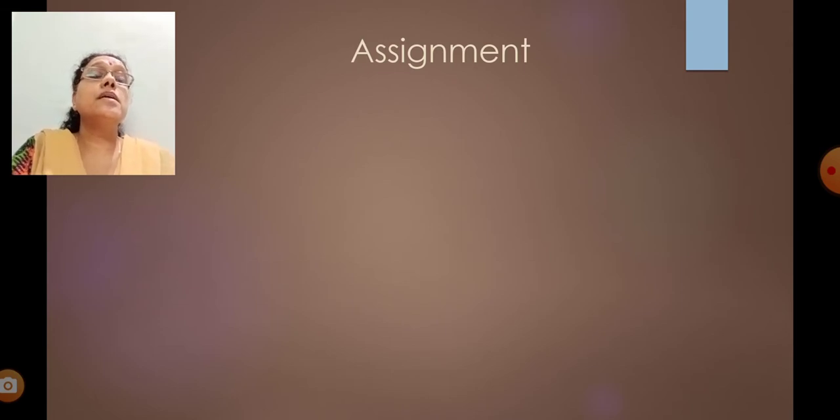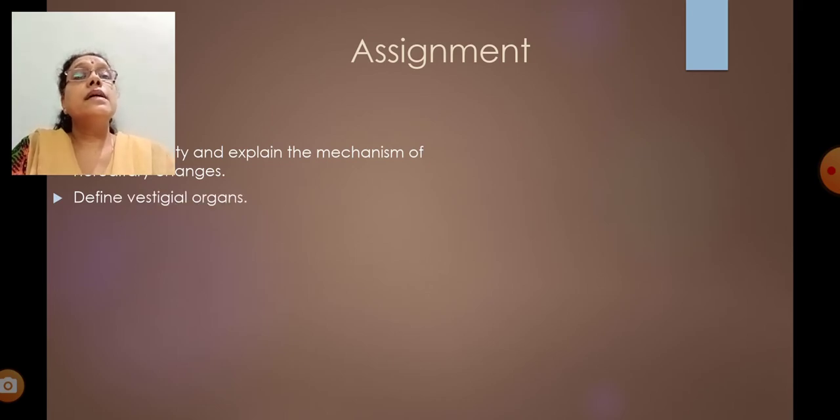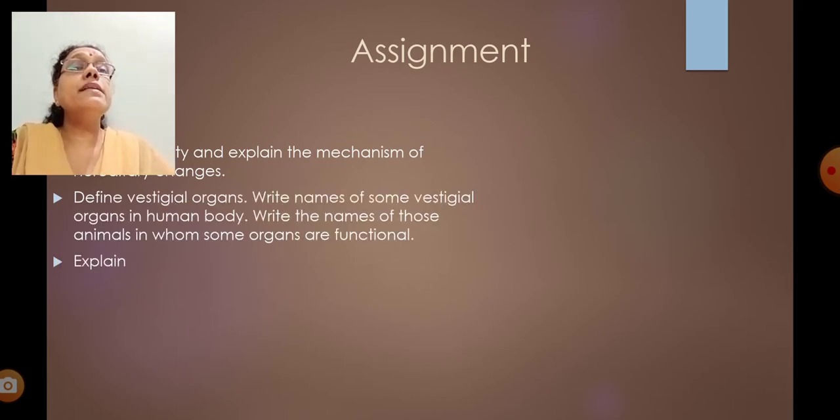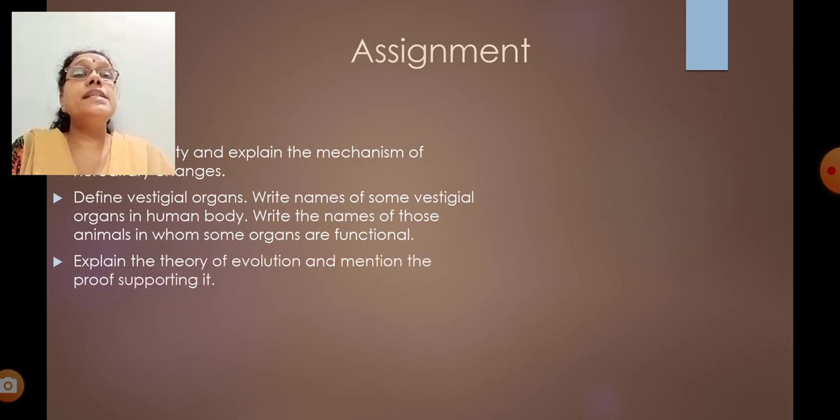Next, the assignment part. Define heredity and explain the mechanism of hereditary changes. Define vestigial organs and write the names of some vestigial organs in the human body. Write the names of those animals in which some organs are functional. Both answers are given at the beginning, in the first and second slides: the definitions of heredity as well as vestigial organs, along with the diagram, the names of the organs, everything is given. You can copy the answers from the video itself.